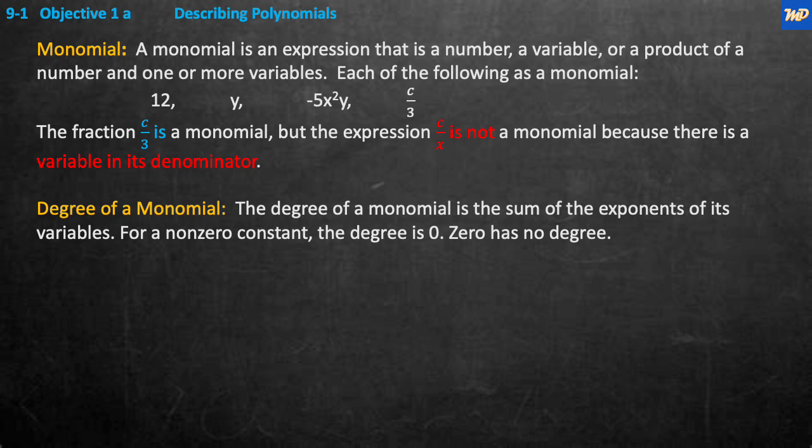The degree of a monomial is the sum of the exponents of its variables. For a non-zero constant, the degree is zero. Zero has no degree. But we can look at it with a new example. If we had 6x to the fourth, y to the third, what is the degree of this monomial? You take the exponents of the variable terms and add them together. So it's 4 plus 3, which is equal to 7. This is a seventh degree monomial.